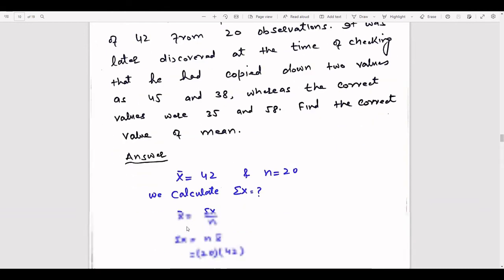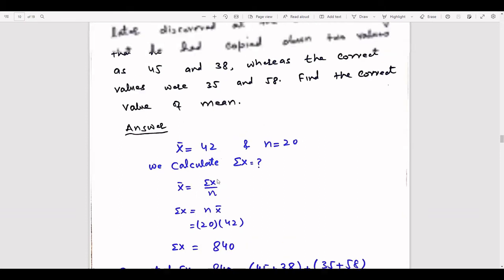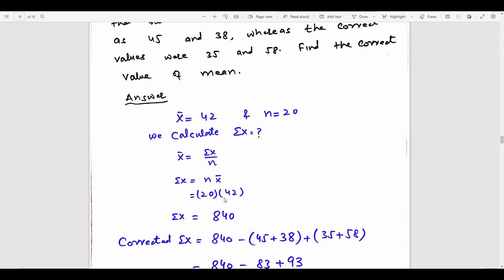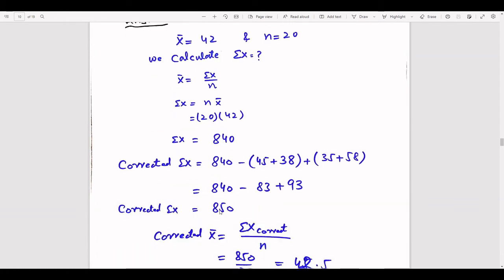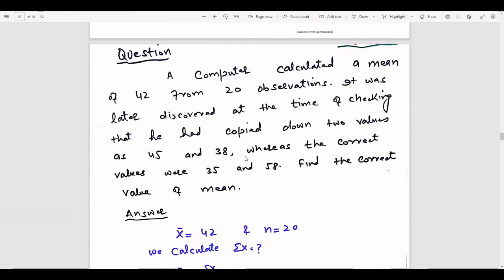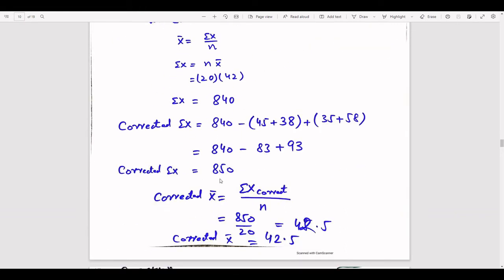As you know, the formula for mean is x bar is equal to sum of x over n. By cross multiplication, sum of x is equal to small n times x bar. In the question, the number of observations n is equal to 20 and x bar is equal to 42. 20 multiplied by 42, the answer is 840. Now we correct sum of x: 840 minus the wrong values, 45 plus 38, and add the correct values, 35 plus 58. The answer is 850. Corrected sum of x is equal to 850.